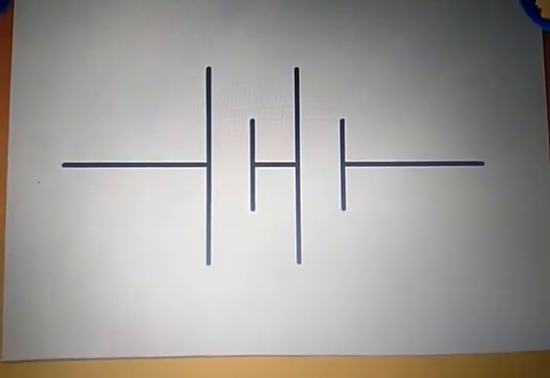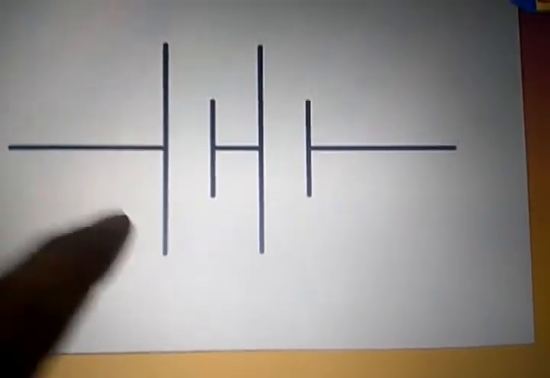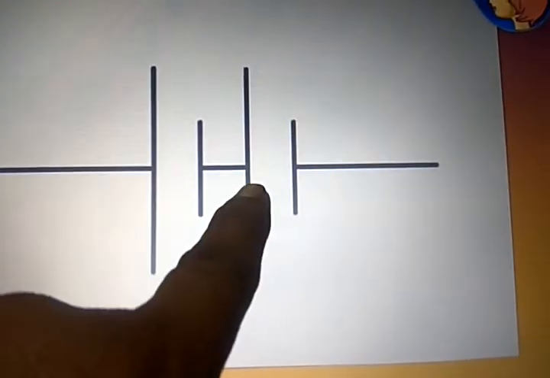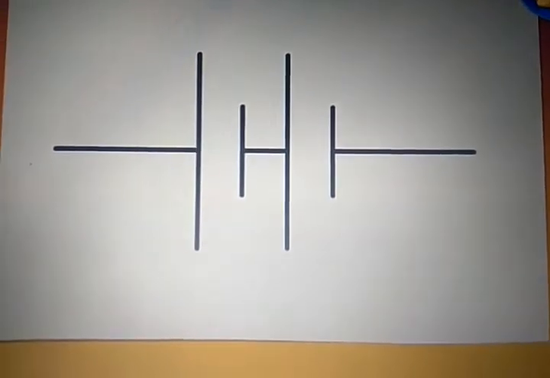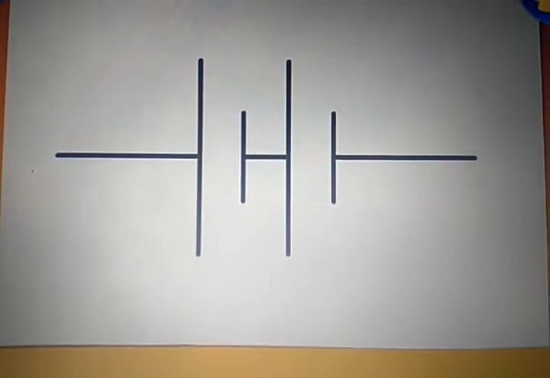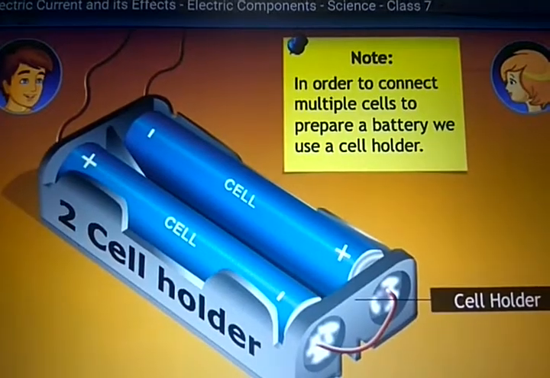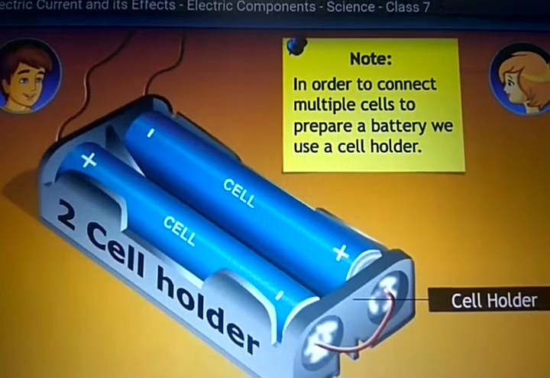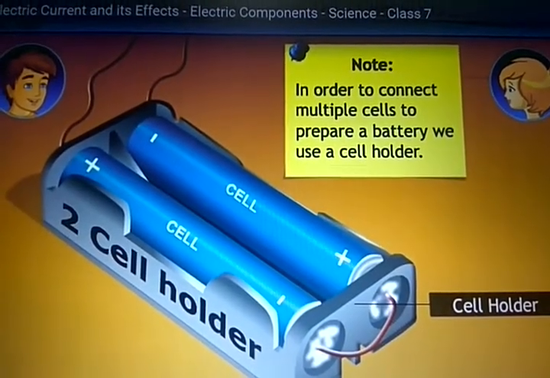What is this? Students, you can see here this is one cell, this is another cell. Means when the construction of more than two cells join together, it becomes battery. So this is a symbol of battery. You see here, in order to connect multiple cells to prepare battery, we use a cell holder.